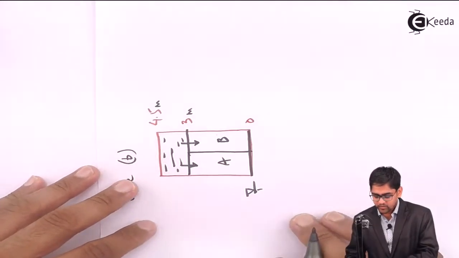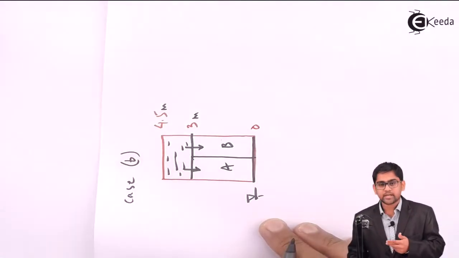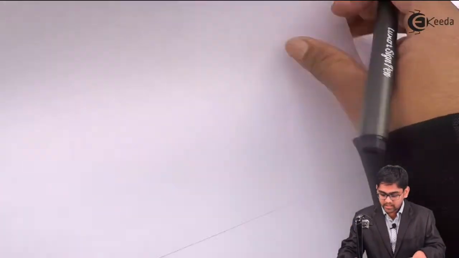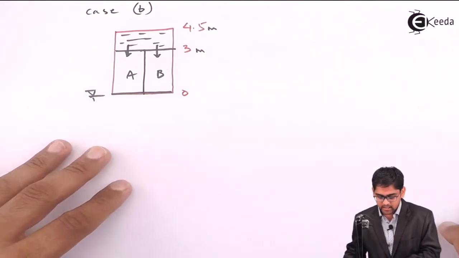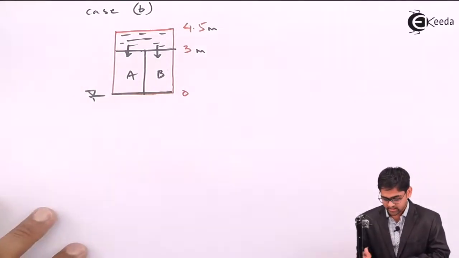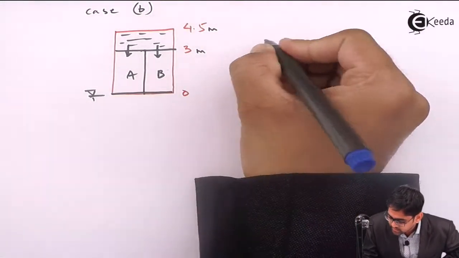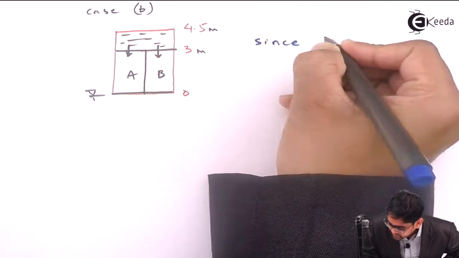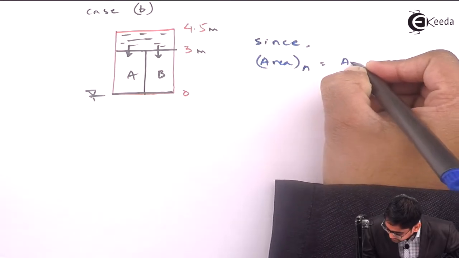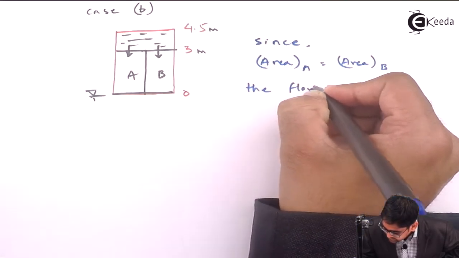Since the flow is occurring parallel to the stratification bed, the Q will be divided. Obviously the area for A and area for B will remain the same, hence the flow will be equally divided. Since the area for soil sample A equals the area for B, the flow will be equally divided.